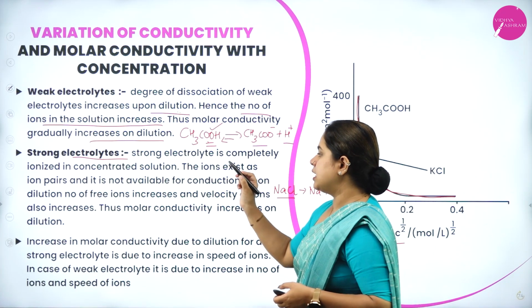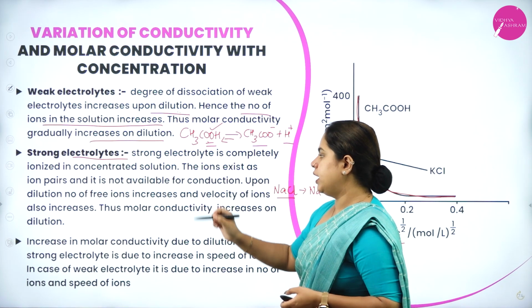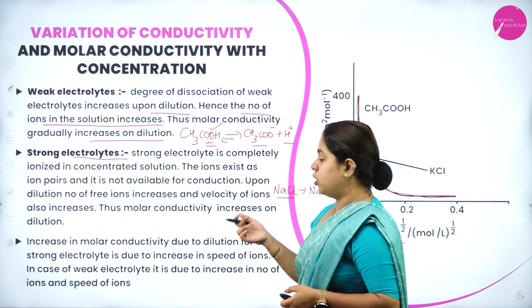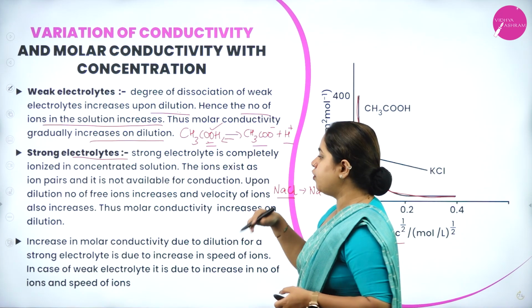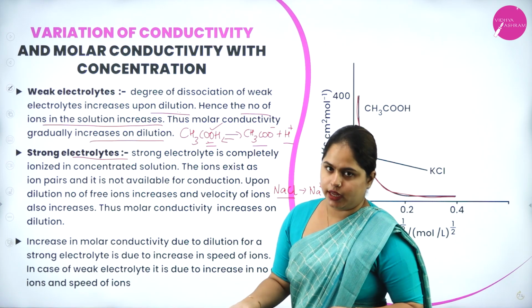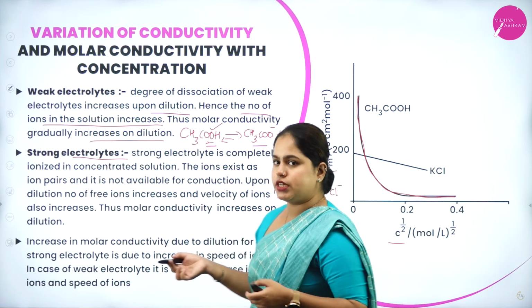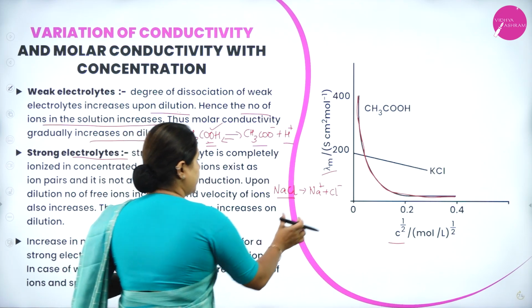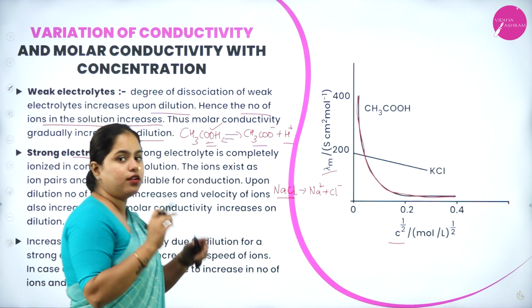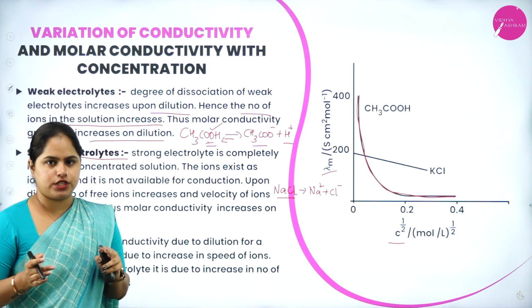The ions exist as ion pairs and are not available for conduction. Upon dilution, the number of free ions will increase and the velocity of ions also increases. Thus, molar conductivity increases on dilution. So, what is happening here? The strong electrolyte will dissociate into Na plus and Cl minus. Now, you have a positive and negative ion here which will exist as a pair. Right? It will exist as a pair because it is positive and negative.